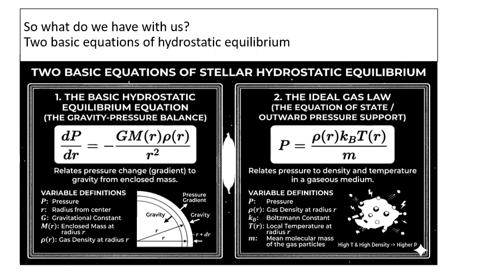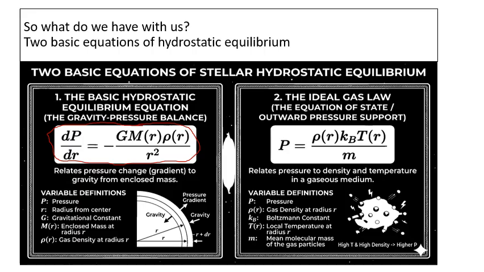So what do we have with us? We have two equations that we just saw. The first is the hydrostatic equilibrium equation. The pressure gradient is equal to the negative of the gravitational constant multiplied by the mass interior to the element, the cylindrical element, and the density, which is a variable density according to the radial distance from the center, divided by the distance from the center squared. It is an important equation because it keeps the star from collapsing or exploding.